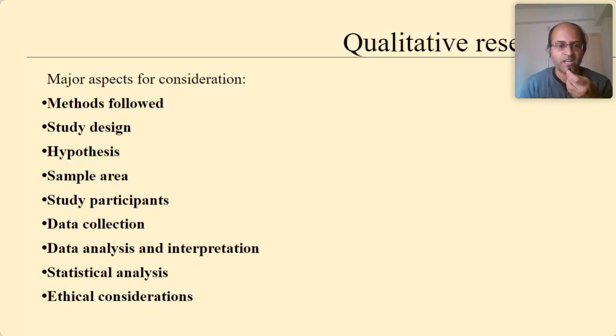Once we have reached the hypothesis, these are the major aspects to be considered in part 2, which includes the various methods that we are going to follow. We have to mention it out. Then we have the study design, how we do it and how we work it out. Then we have the crisp and clear hypothesis aspects. We talk about the sample area, study participants, data collection, data analysis, interpretation, statistical analysis, and for any of them, we have to talk about ethical considerations.